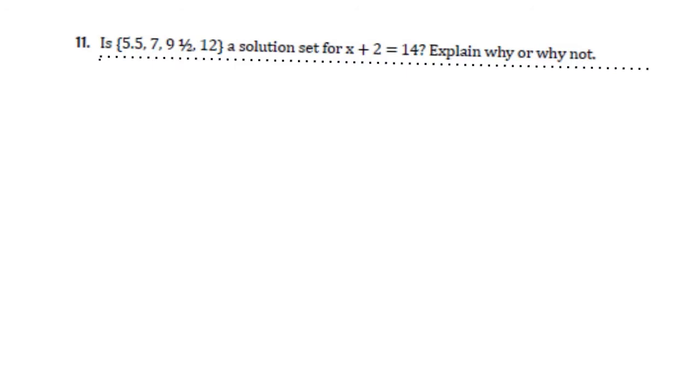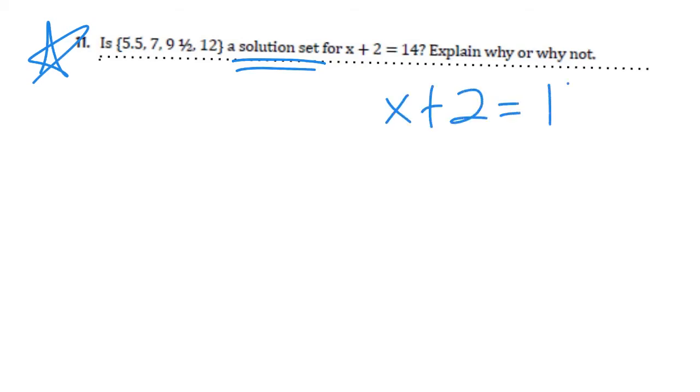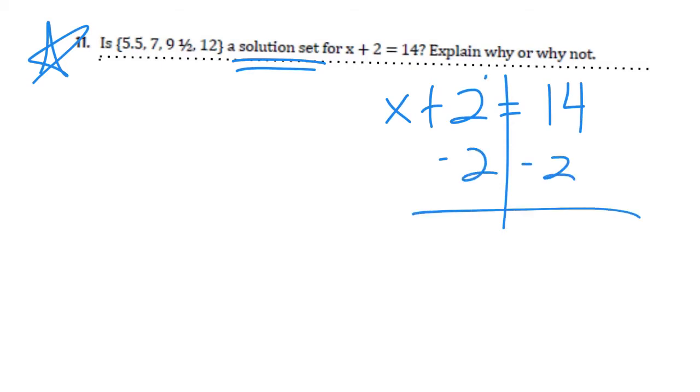Okay, there will be a question like this on your test. Very important. So it says, is 5 and 5/10, 7, 9 1/2, and 12 a solution set? So when you think of a set, you have to think it all goes together. They are all true or they're all false. For x plus 2 equals 14. So the first thing I would do is solve this, just like we've been solving the other ones. Cancels out, we have x is equal to 12.